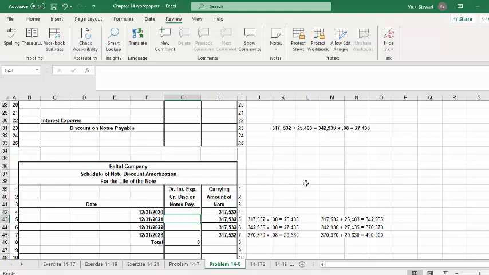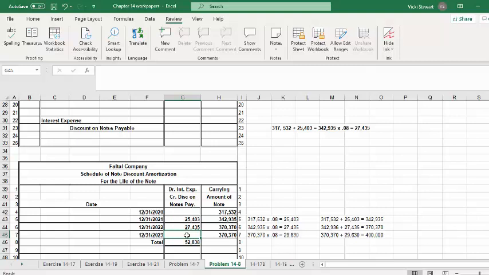The first year, as we had already calculated, the interest would be $25,403 on that amount. We would add that amount because we would be amortizing the discount to get a new carrying amount of $342,935, which we would multiply by 8% to get the interest for the second year of $27,435.